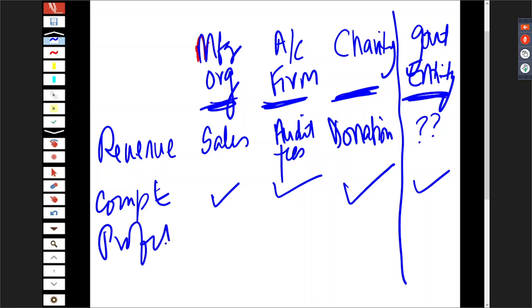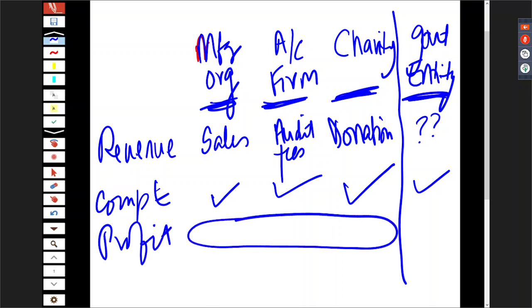Profit. Do you think all of them want surplus or profit? A charity would call it surplus. But at the end of the day, call it whatever you want. They are all dying for bottom line surplus, right? Or profits.